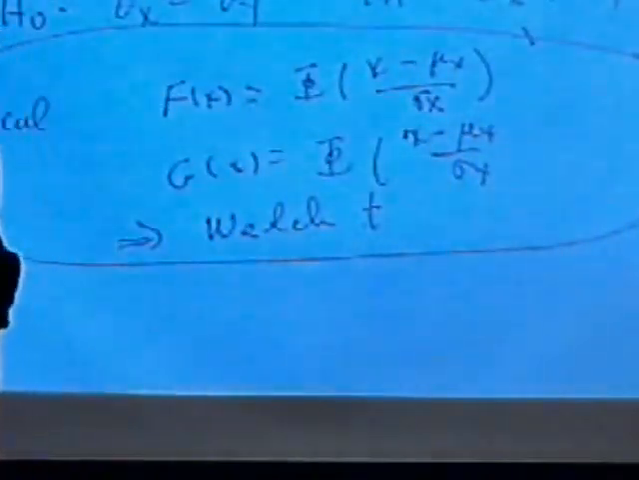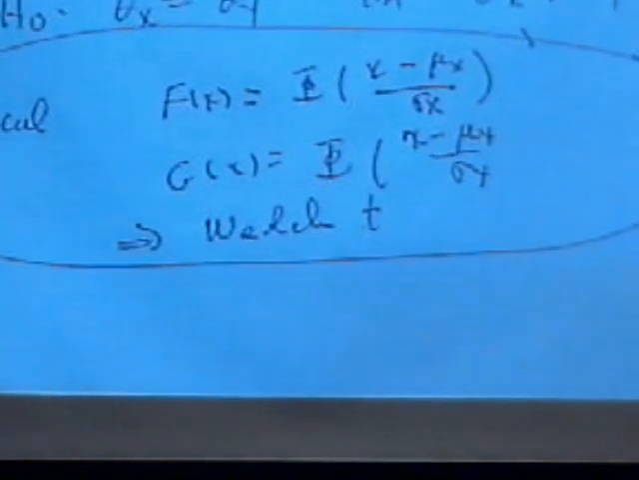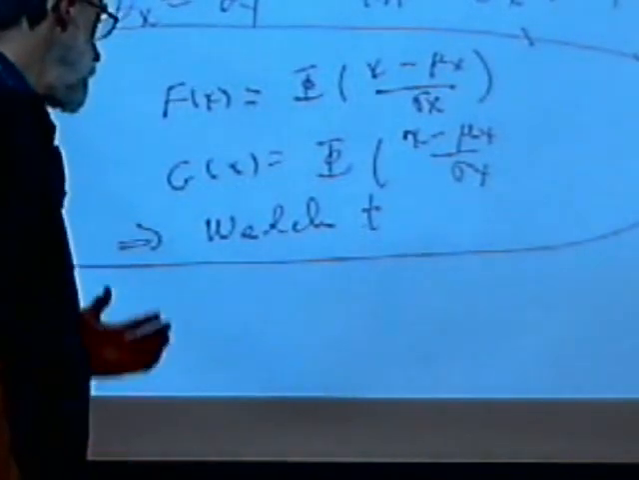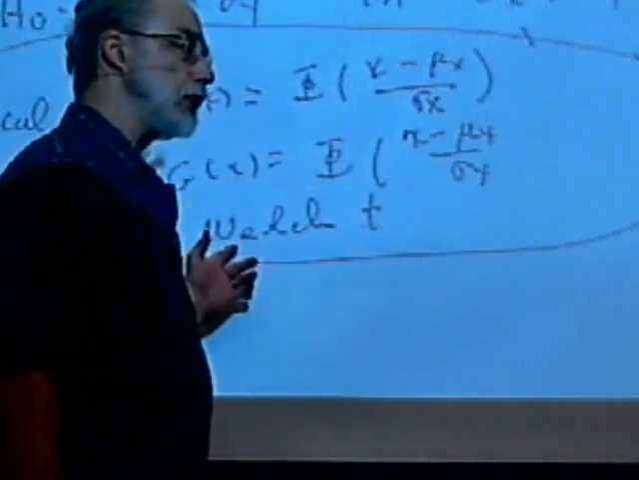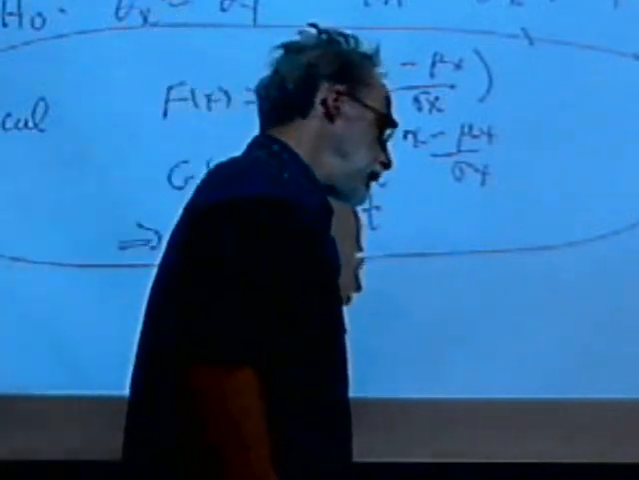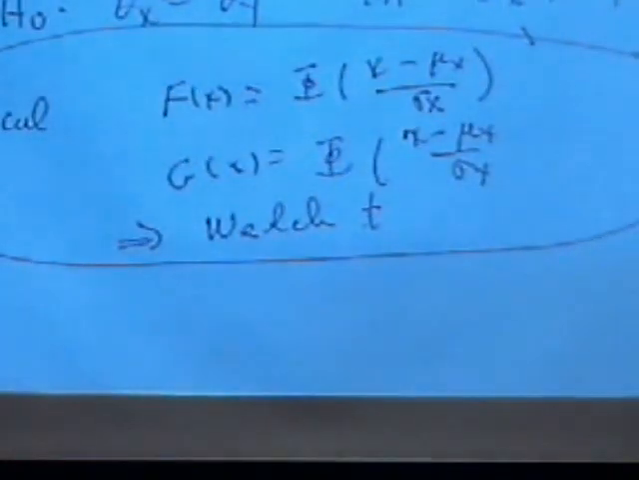Actually, if you do t.test(x, y) in R, it'll come back with Welch's, and it's the default. So you have to be careful. You're going to have the Welch test, and it's an approximation on the degrees of freedom.